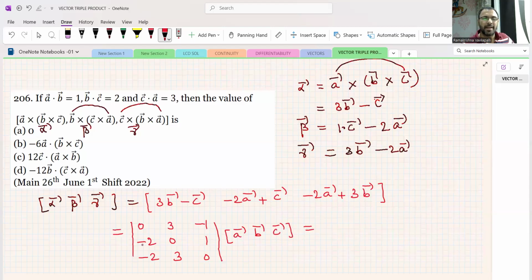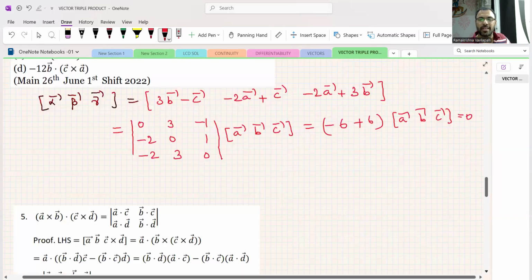Well, let us expand the determinant. This is 0, first one, minus 3 into plus 2, that is minus 6. And this is minus 6 into minus 1 plus 6. Oh, nice. Into the box of A bar, B bar, C bar. We got this value is equal to 0.